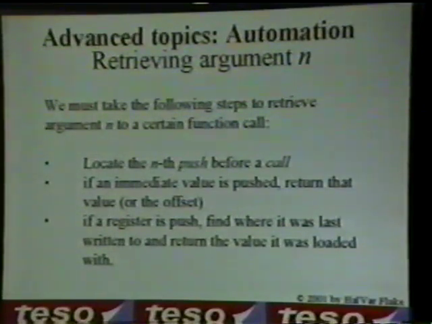Now, usually we look for the nth push before a call. I explained that before. Then we have to check whether a register or an immediate value was pushed. If a register was pushed, we have to find out where this register was loaded and what it was loaded with, and then return that value. And in case an immediate value was pushed, like an offset to a string, we just return that value. So this is a very, very simple argument tunneler.